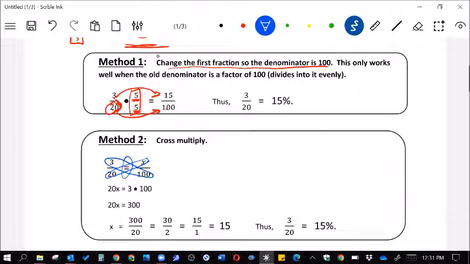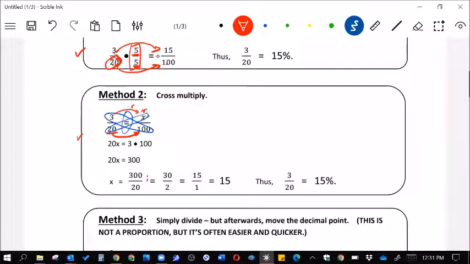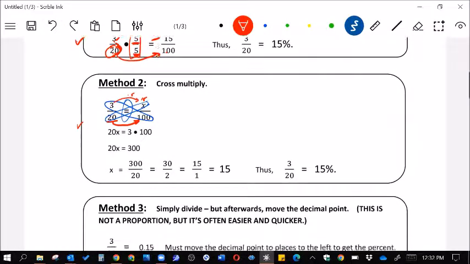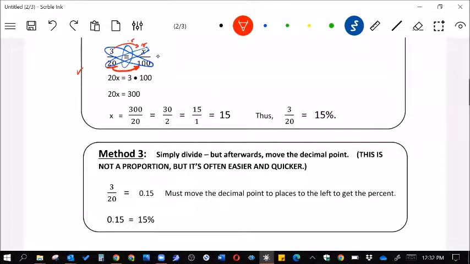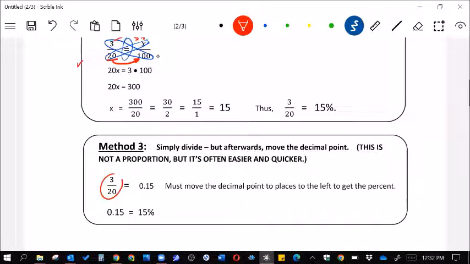That becomes more useful when you cannot change the 20 into 100. This one's relatively easy to see. Multiply by 5, so we can multiply by 5 here to get 15. So in this case, this one's a little bit of an easier method. This one's probably easier to remember because you don't have to think too hard about what to do until you get down to where you're dividing in order to reduce it down to its lowest amount. The third method is simply to divide: 3 divided by 20 comes to 0.15, and then you move the decimal point twice that way, and you can make it into a percent.